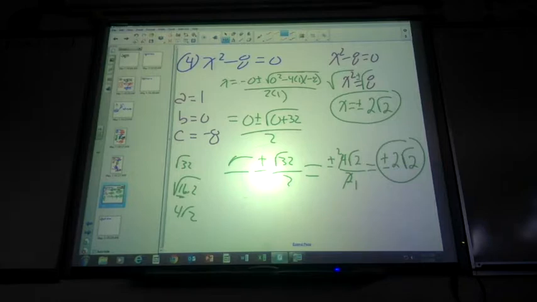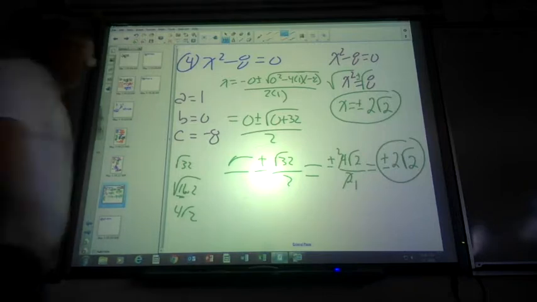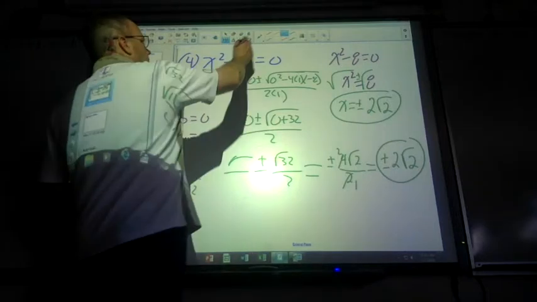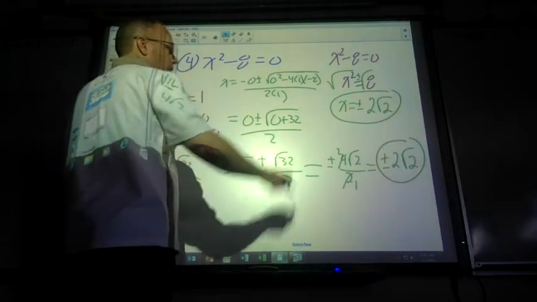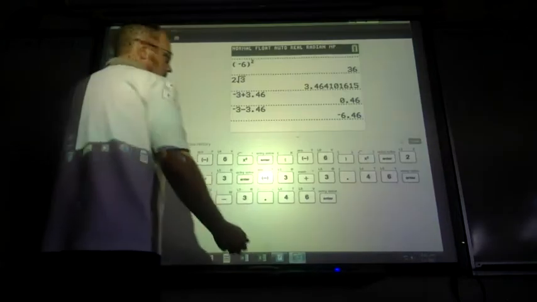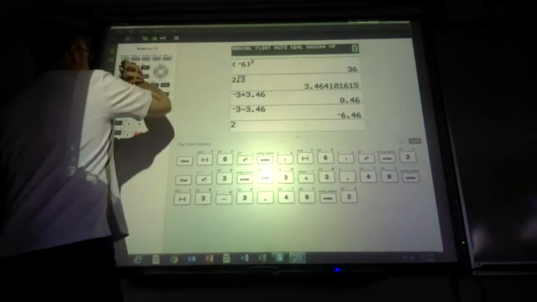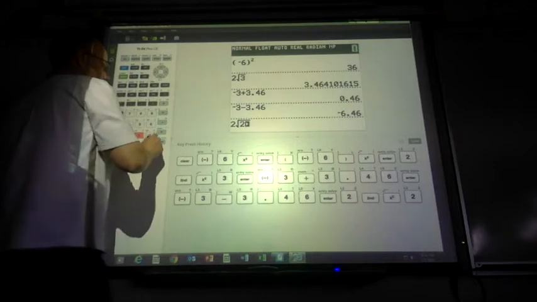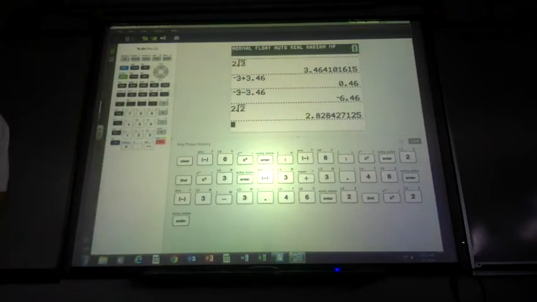All right. Hey, how would I find the decimal approximate? I have 2 root 2, right? Okay, 2 root 2. 2.83 and negative 2.83 are my answers. This is 2 root 2. Plug it right into the calculator. It works nicely.